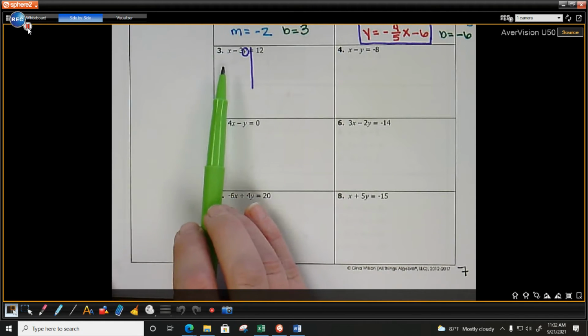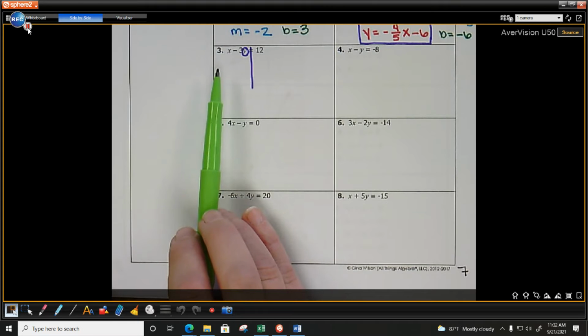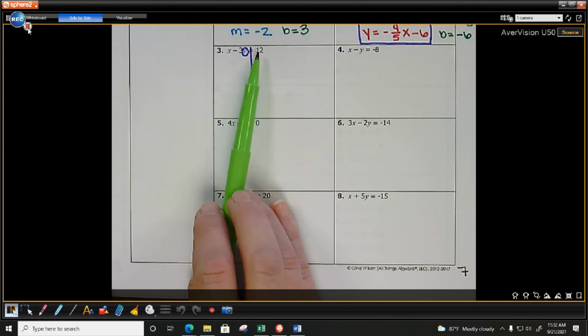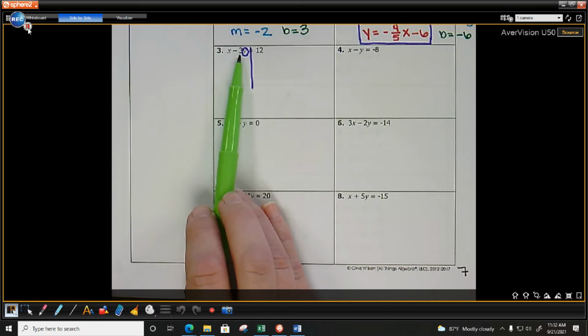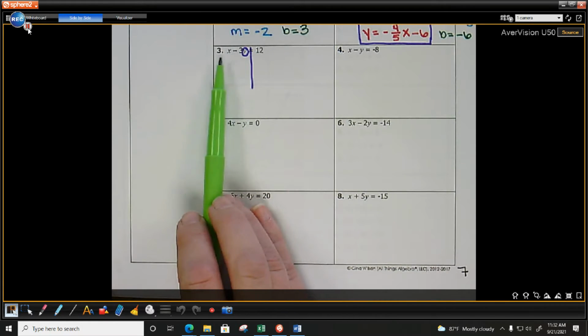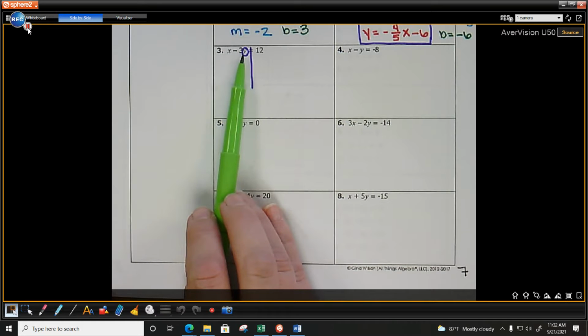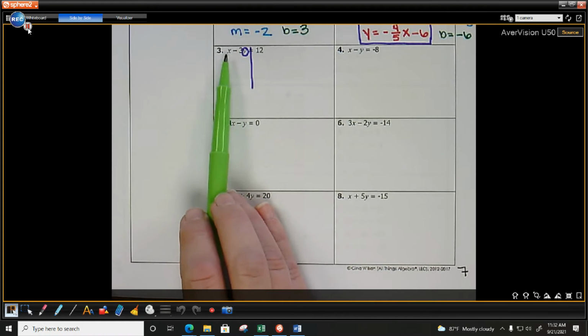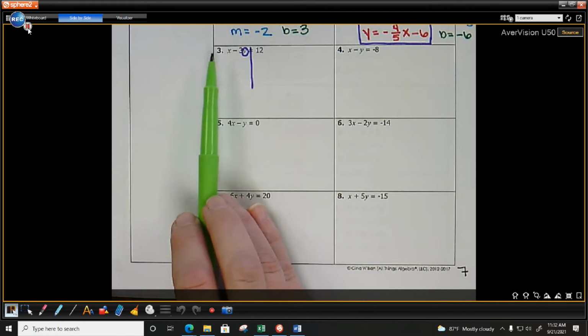So the 12's already away from the y. So I need to move my x and my -3. Which one am I going to move first? Which one's not glued to the y? The x is not glued. How do you move a positive x from the left to the right? Subtract x. Let's make sure we're staying awake, okay?